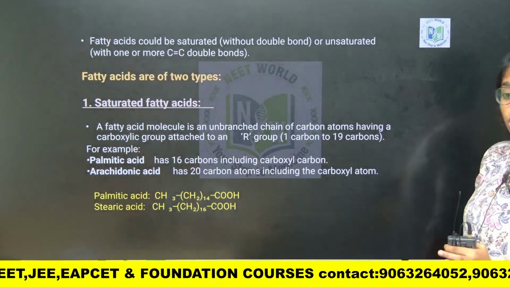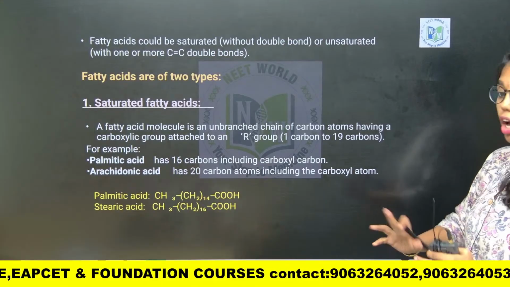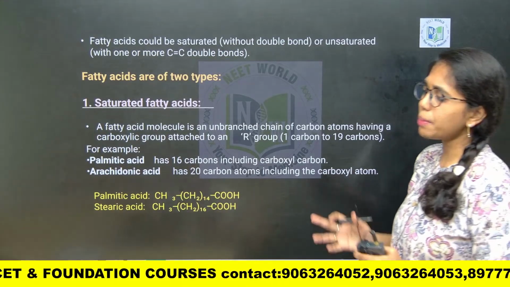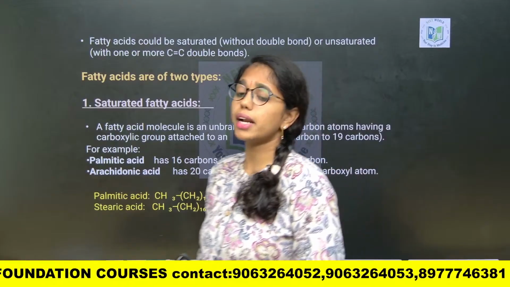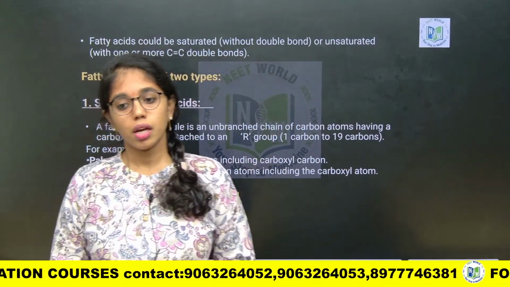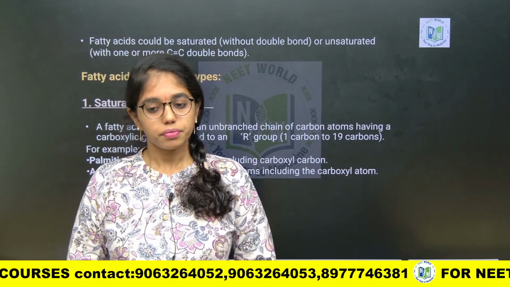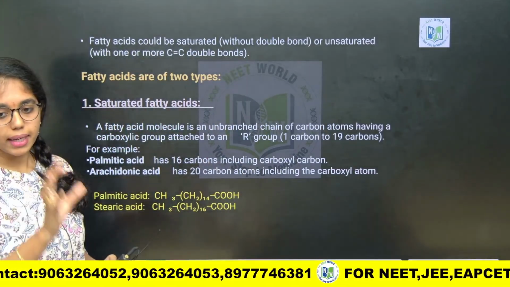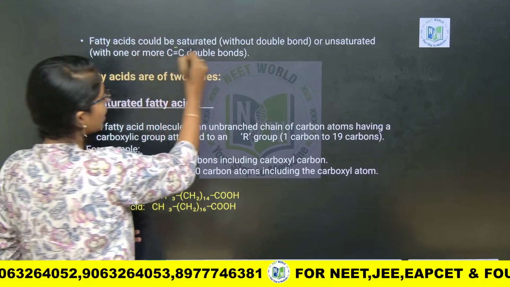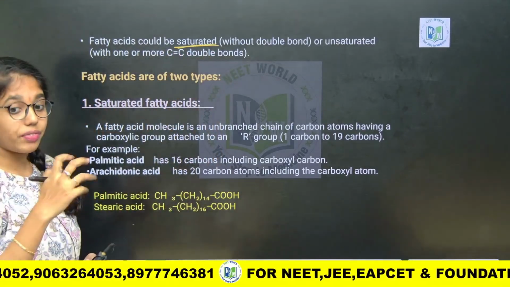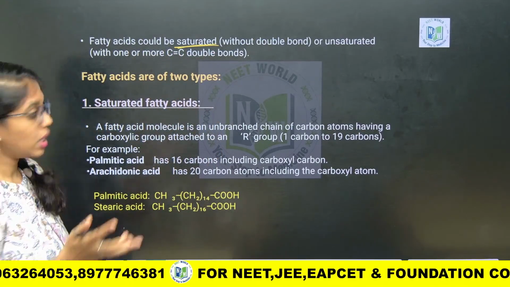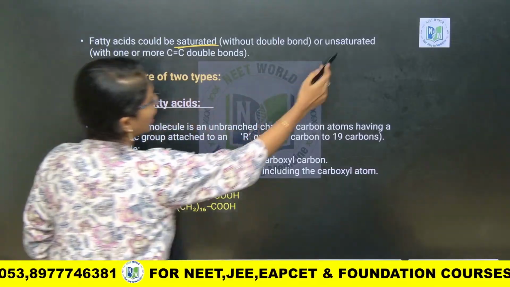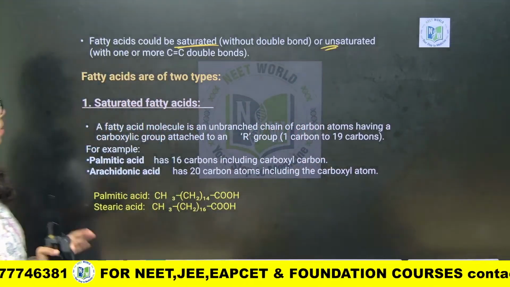Fatty acids could be saturated or unsaturated fatty acids. What is the primary difference between saturated and unsaturated fatty acids? Number of bonds between carbon to carbon atoms. Very good. If there are no double bonds between carbon and carbon, it is called as what? Saturated fatty acids. If there are double bonds or triple bonds, then you will call it as what? Unsaturated fatty acids. As simple as it is.